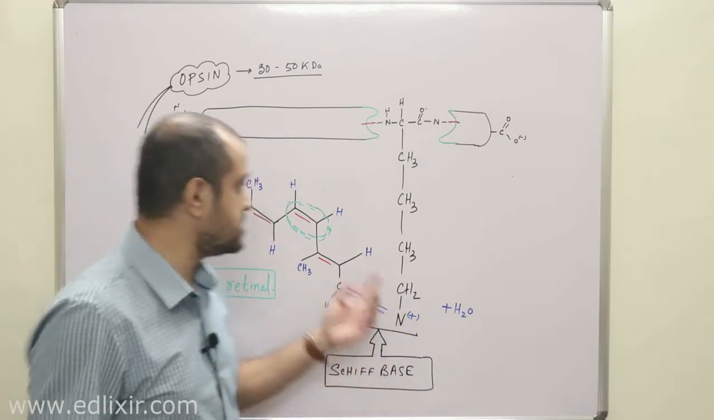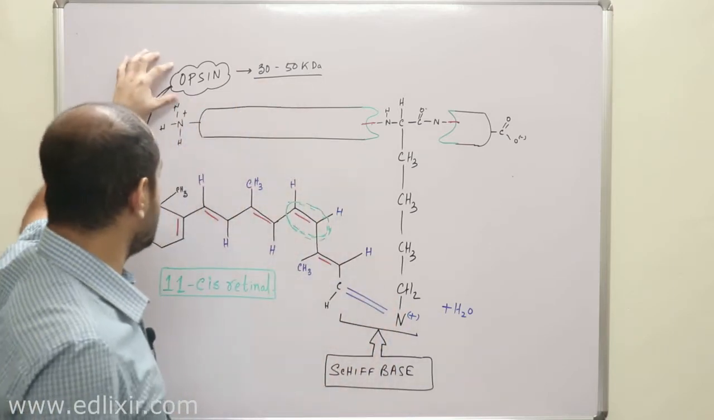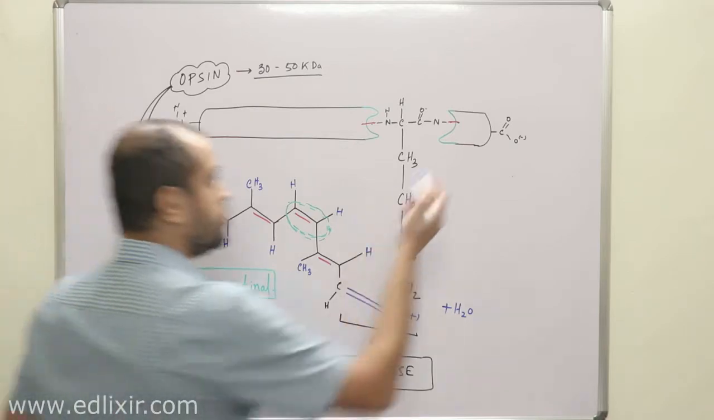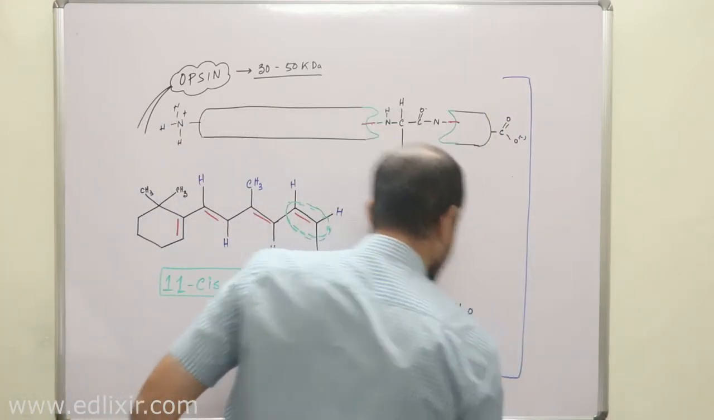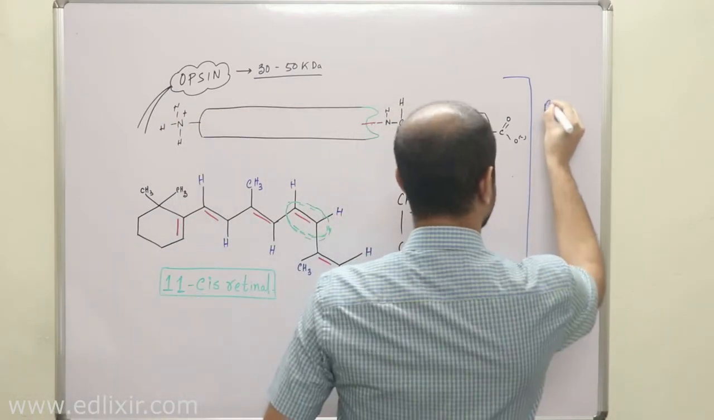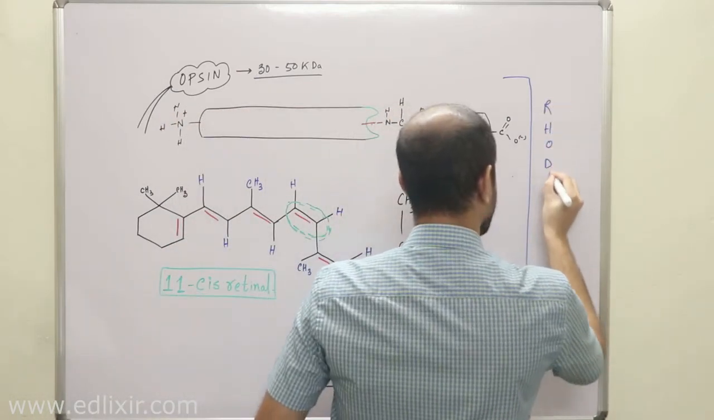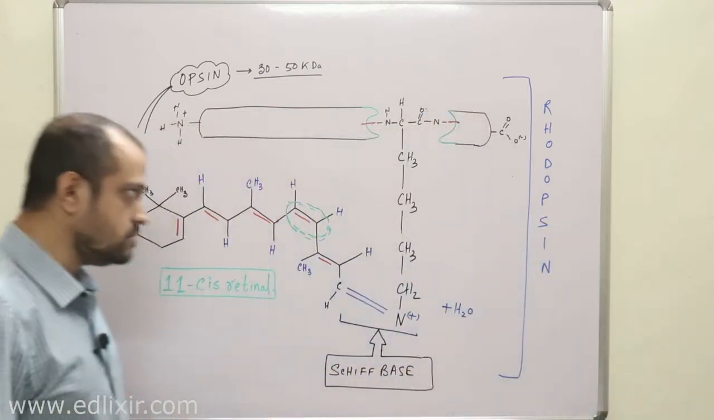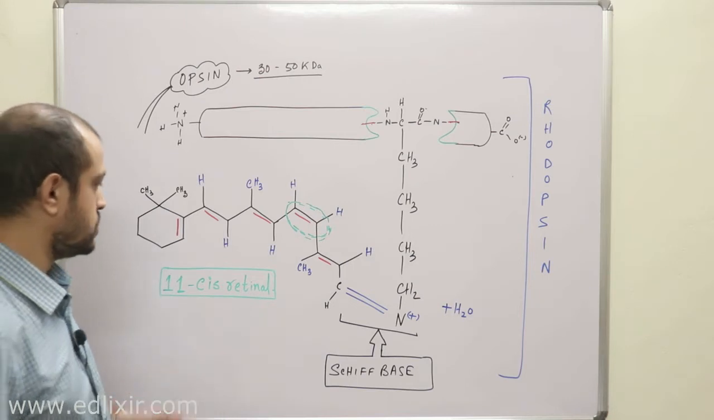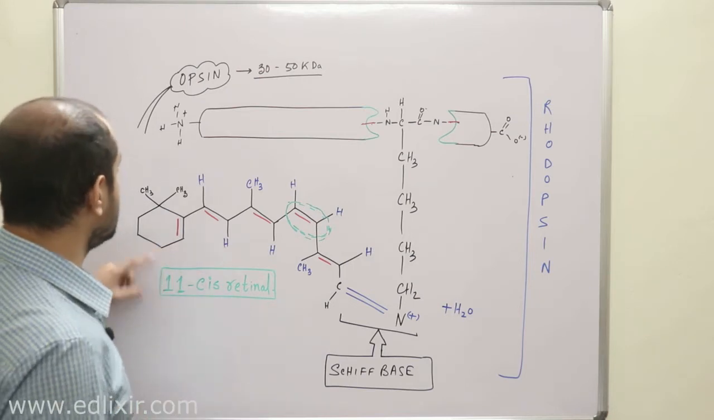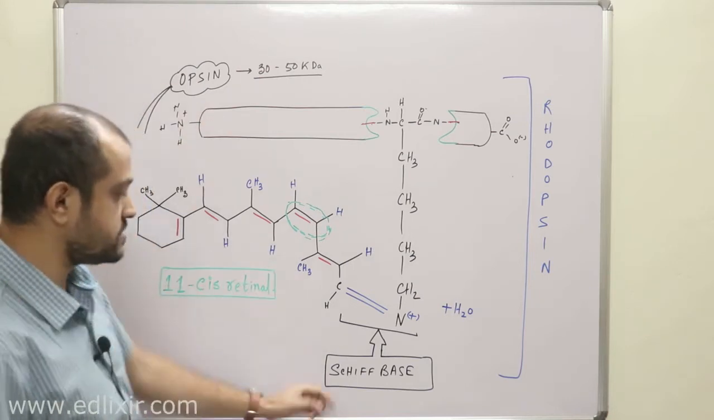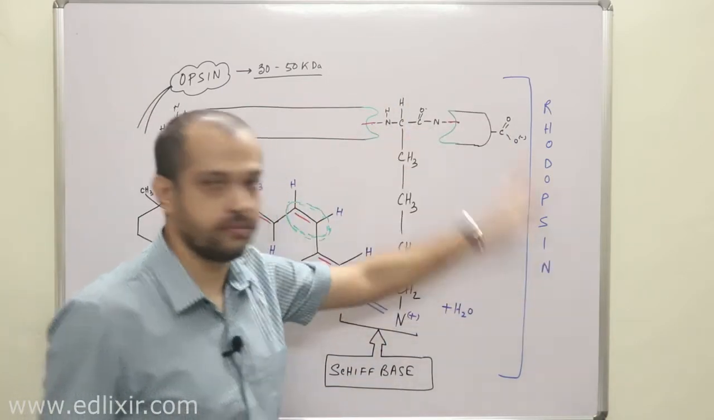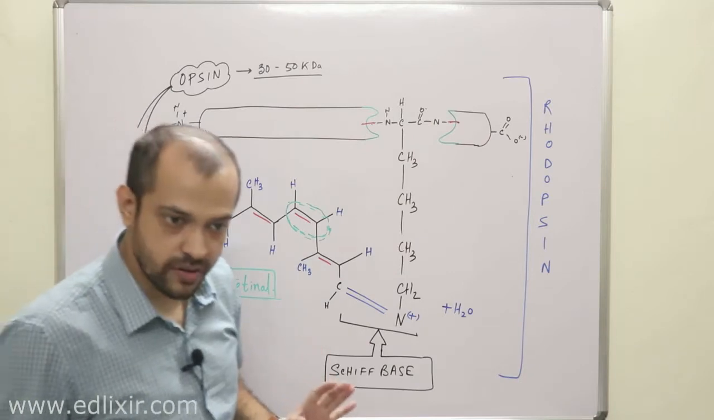That means what I am trying to say is that opsin interacts with 11-cis retinal to form, now listen, this whole thing together with 11-cis retinal, which is now known as rhodopsin. Clear? So when 11-cis retinal interacts with opsin with the formation of Schiff base, this whole compound is known as rhodopsin. Clear? Am I clear to everyone?